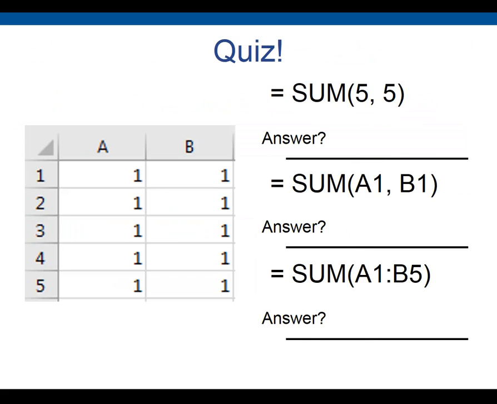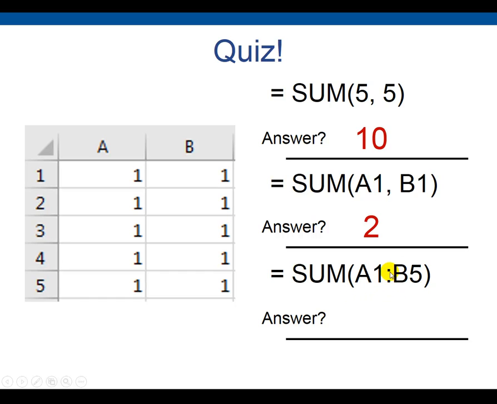First of all, here's a small quiz. We have 10 data cells here, and each cell contains the value 1. Then what is the answer for SUM(5,5)? Is it 2? No, because they are just numbers, right? So 5, 5 means the answer is 10. But here you can see SUM(A1,B1). What is the answer here? A1 is 1 and B1 is 1. So the answer is 2. What about SUM(A1:B5)?